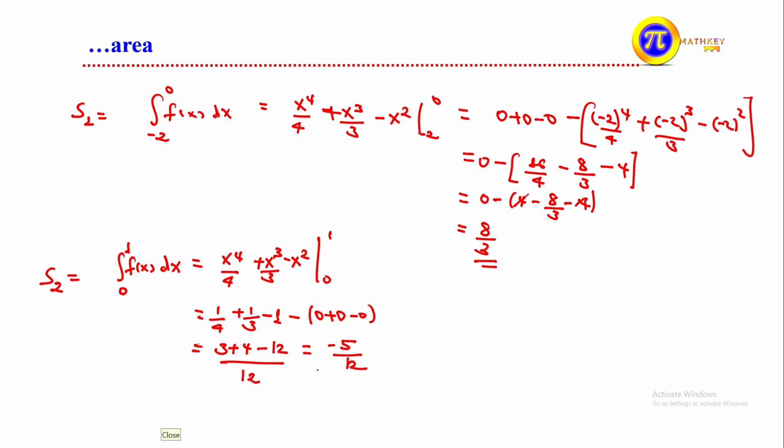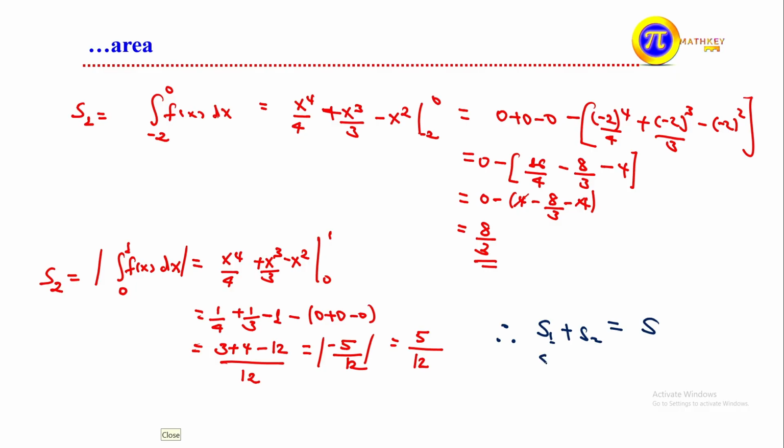As we know, the area cannot be negative. So in this case, we take the absolute value of this result, which equals 5 over 12. Therefore, the final solution becomes S1 plus S2, which is the total area that we want to find, S.